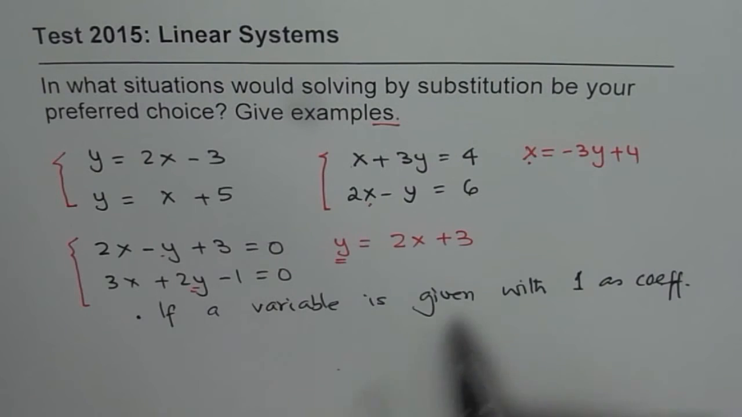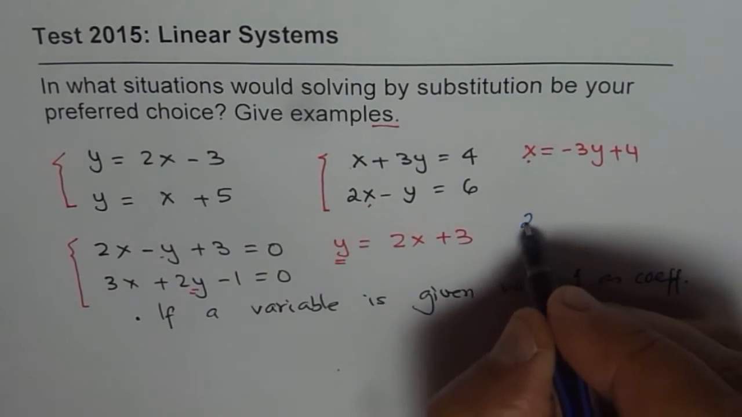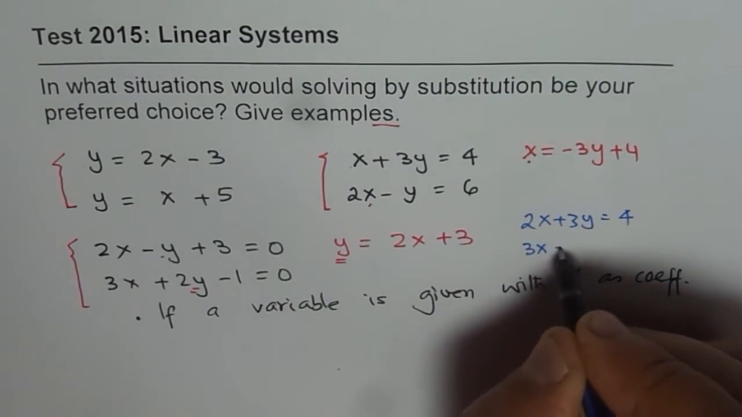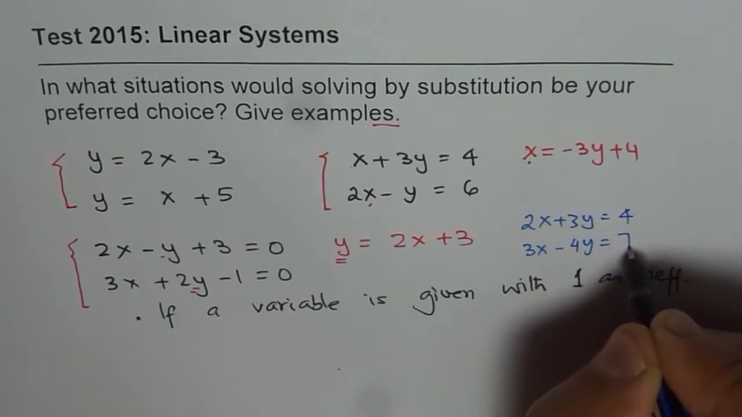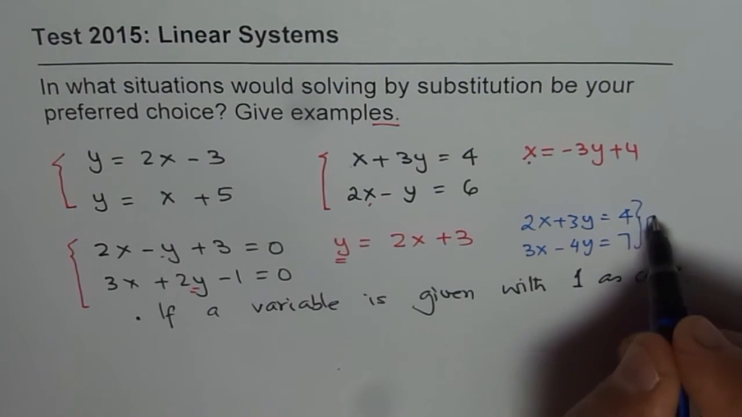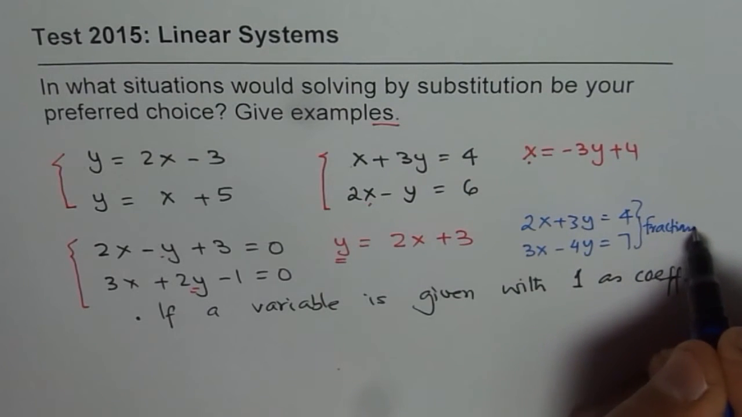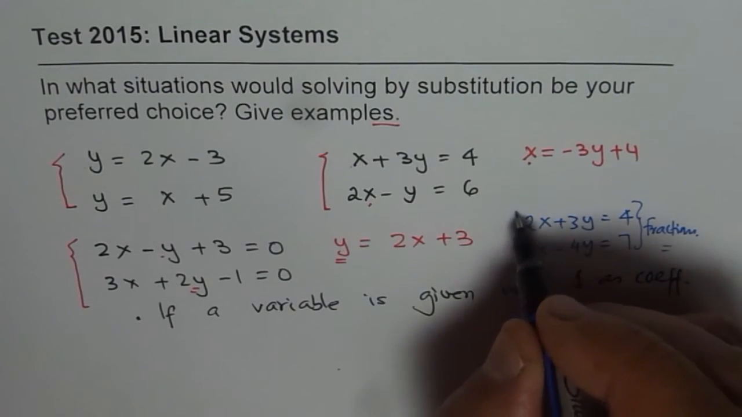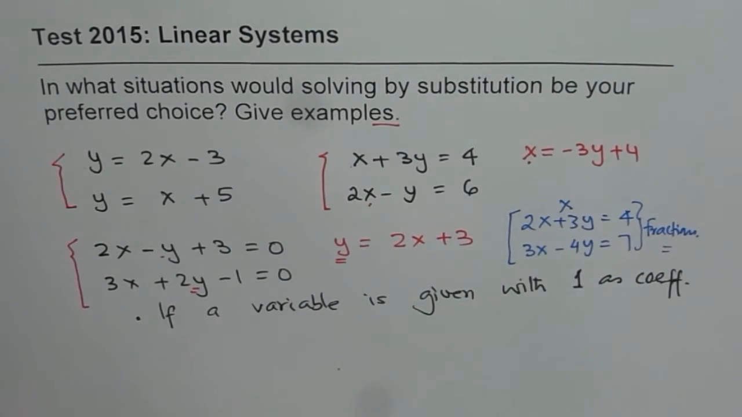If suppose we change the scenario, and if I give one equation, for example, let me give it in a different color to show that I'm not using substitution for that particular equation. 2x plus 3y equals 4 and 3x minus 4y equals 7. Now in this particular case, if I write in terms of x or y, I land up with fractions, right? Which will make it very difficult for me to solve by substitution, right? So this one is not a preferred choice, right?